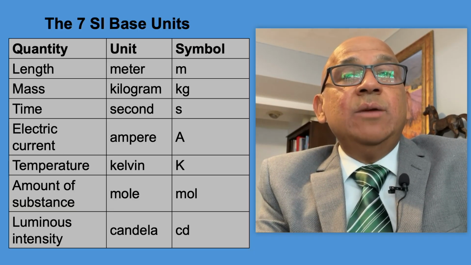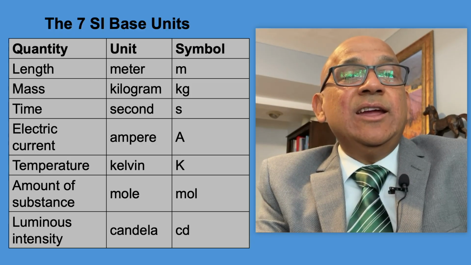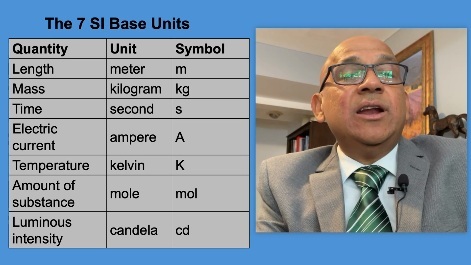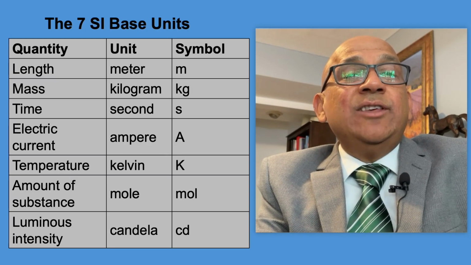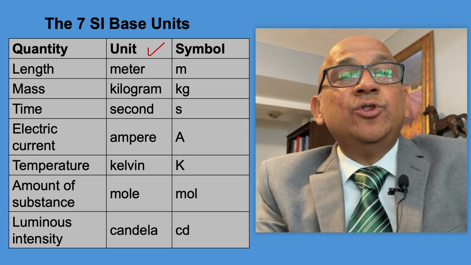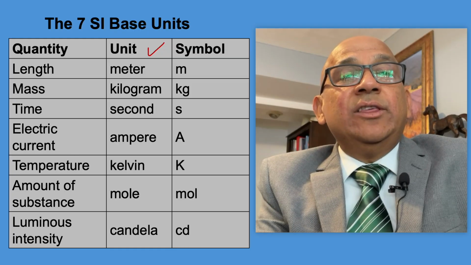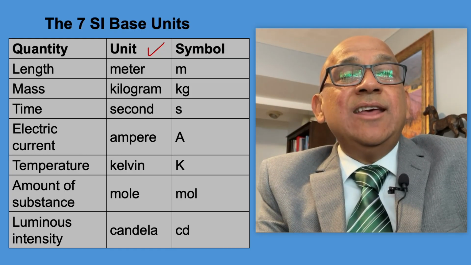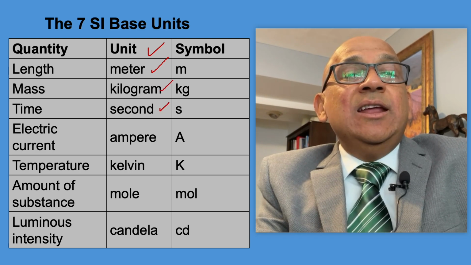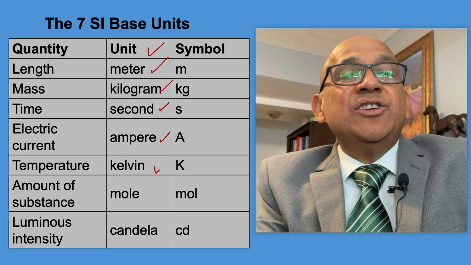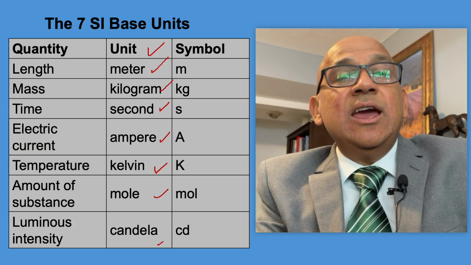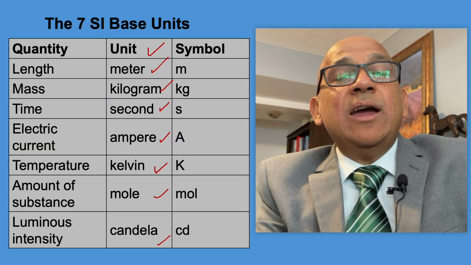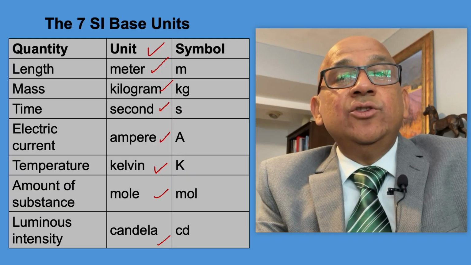On the left hand side of this table I have shown the quantities like length, mass, time, electric current, temperature, amount of substance and luminous intensity. And on the second column I have shown the units which are used to represent each of these quantities. For example, in SI system, you will represent length in meters, mass in kilogram, time in seconds. Electric current in ampere, temperature in Kelvin, and amount of substance in mole, and luminous intensity in candela. In the third column, I have shown the symbols for each of these units.